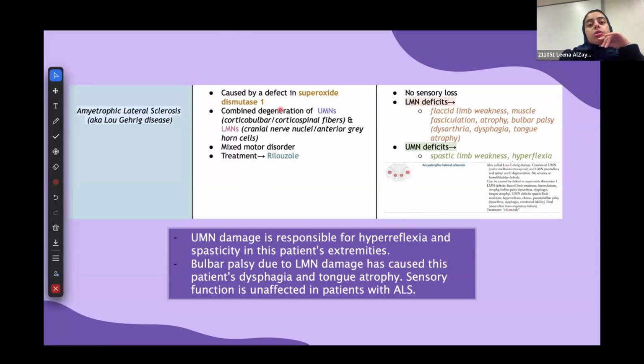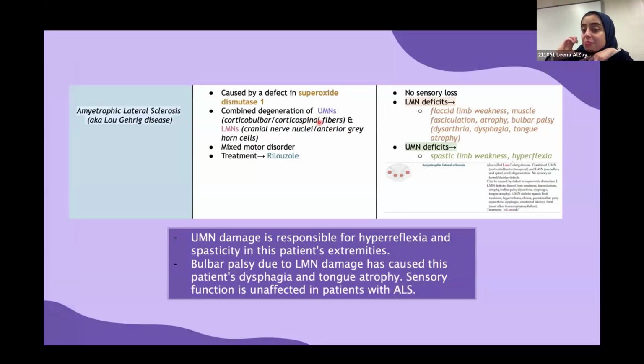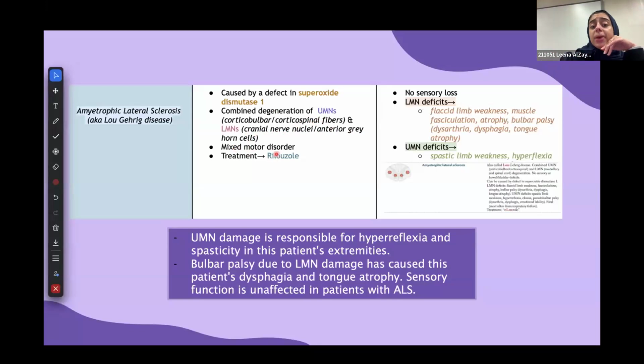Okay, so superoxide dismutase 1, combined degradation of upper motor neurons of the corticobulbar and the corticospinal fibers, and then you have the lower motor neurons of the cranial nerves and the anterior gray horn. The cranial nerves are responsible for the dysphagia, dysarthria, and all of these things, and the upper motor neuron, for example the corticospinal tract, is causing the spastic paralysis, okay? Mixed motor disorder, and again, it's caused by superoxide dismutase deficiency, and it's treated by riluzole. It's a mixed motor disorder. There's no sensory loss.